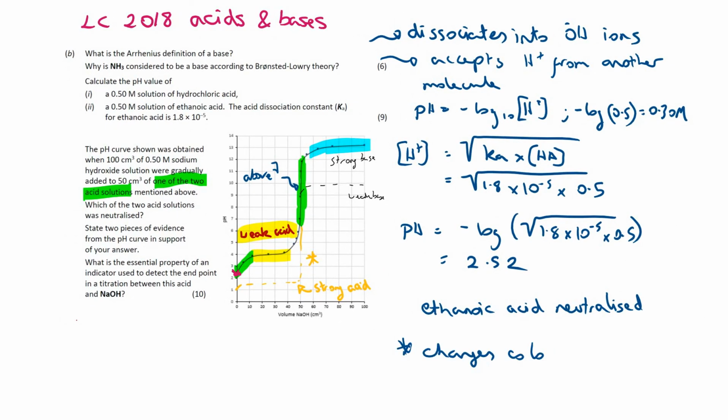So the change of colour coincides with the vertical section. And by that I mean the endpoint and the equivalence point match up. The equivalence point is the end of the reaction. The endpoint is the colour change of the indicator.